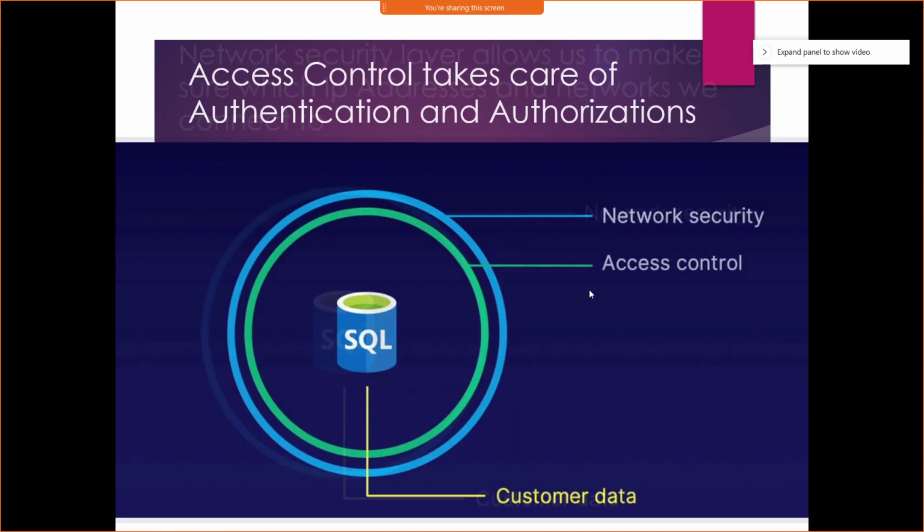If we go ahead a little, then there is access control. Access control takes care of authentication. Now this is not network related access control list. This is authentication and authorization, right? So this means who is allowed and what level of changes that person is allowed.